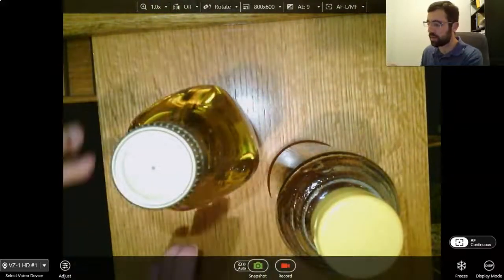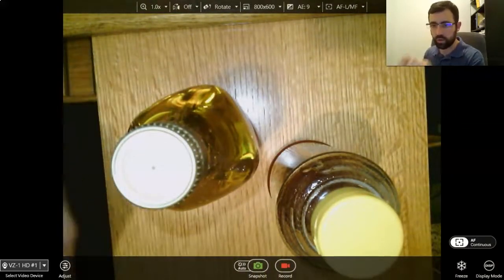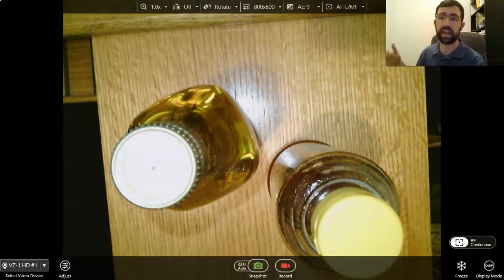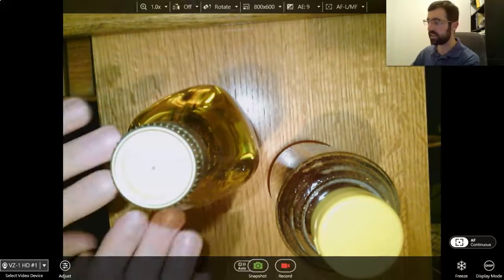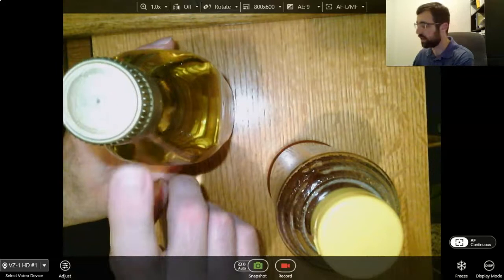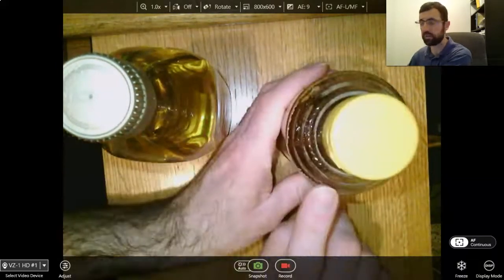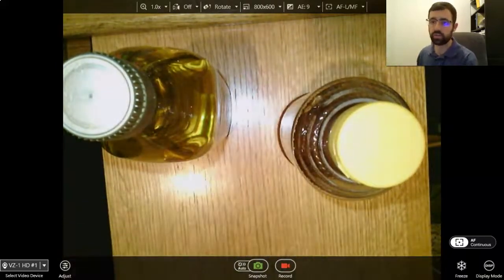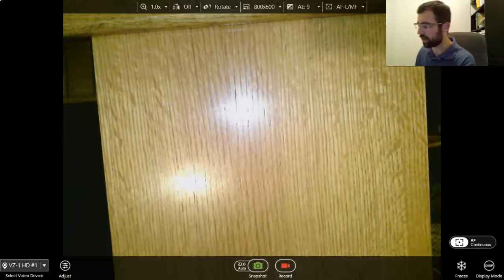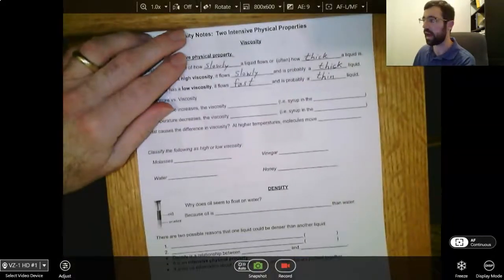So a runny substance that goes quickly when you pour it, and it's a thin substance, a thin liquid, has a low viscosity comparatively. Okay, this is a lower viscosity. This is a higher viscosity because the honey flows more slowly. It's a thick substance. So that's just to give you kind of a context for viscosity. Let's look at some examples of it now.